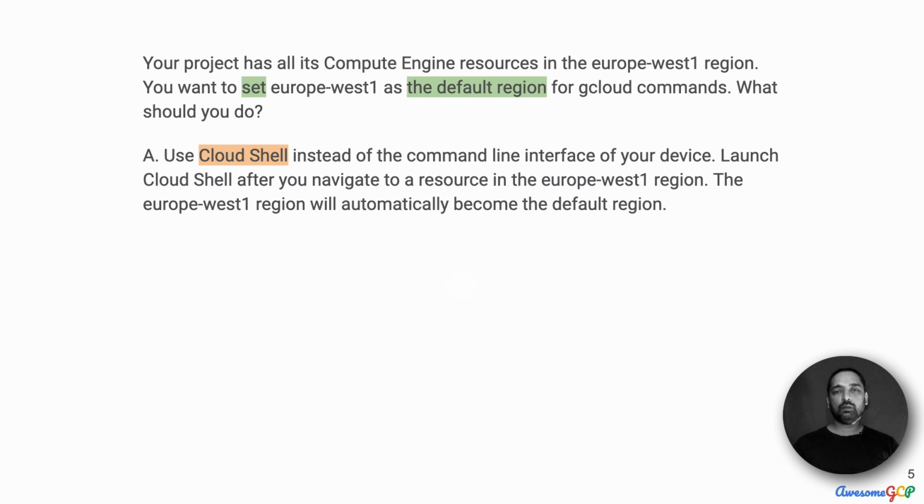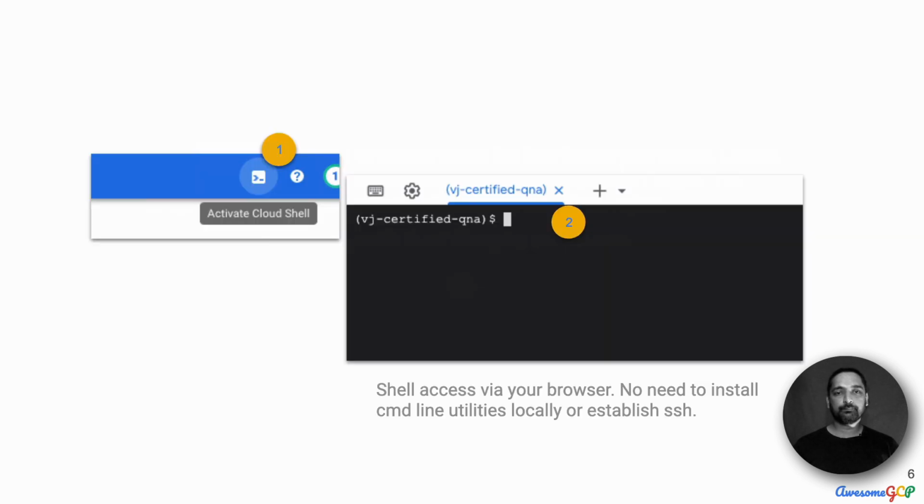Option A, use Cloud Shell instead of the command line interface of a device. Launch Cloud Shell after you navigate to a resource in the europe-west1 region. The europe-west1 region will automatically be the default region. Now, what exactly is Cloud Shell? Let's dive a little deeper and find out what it is and how it works.